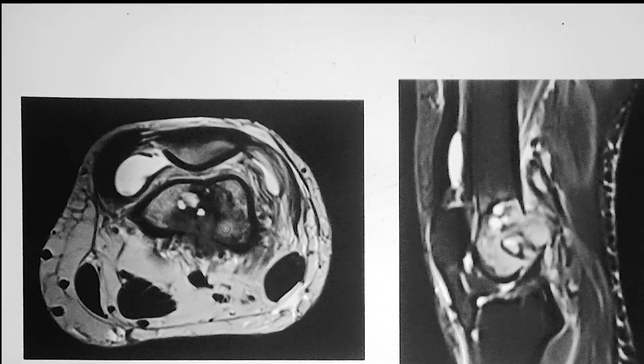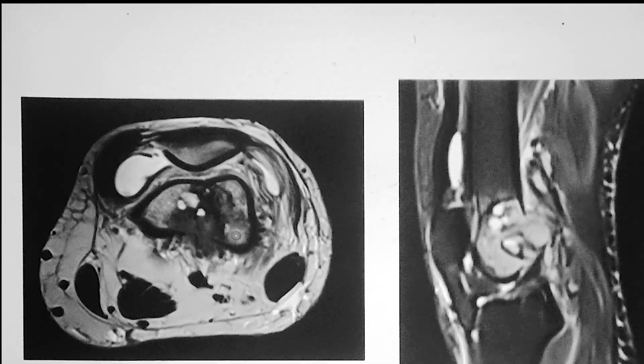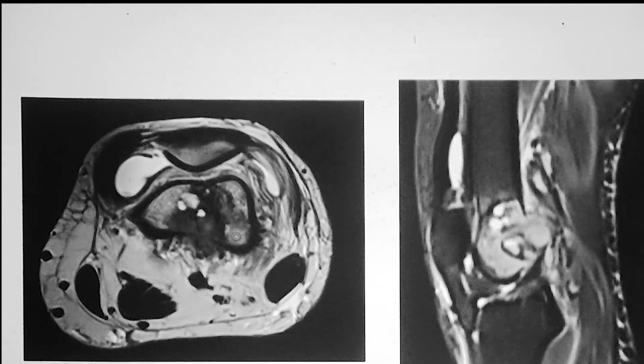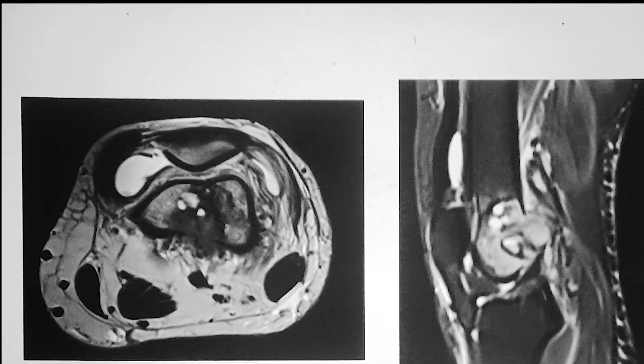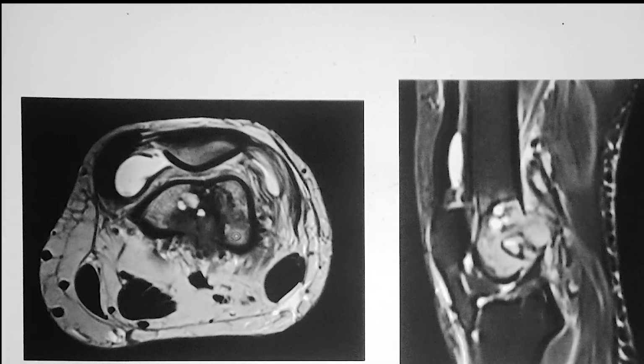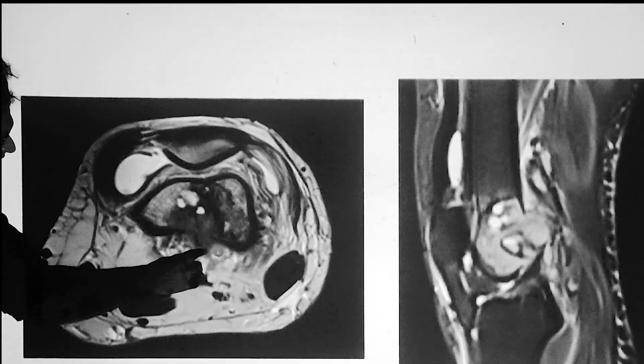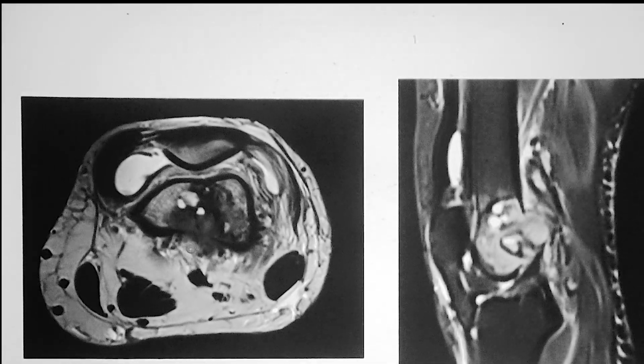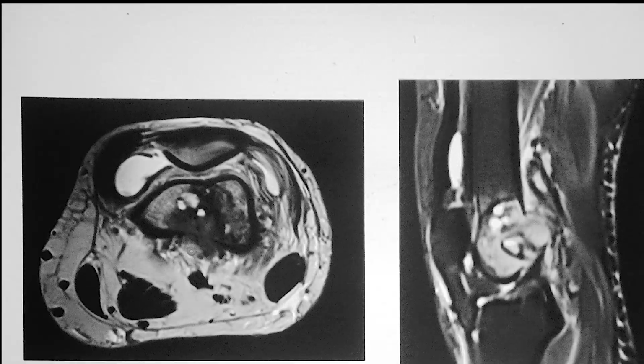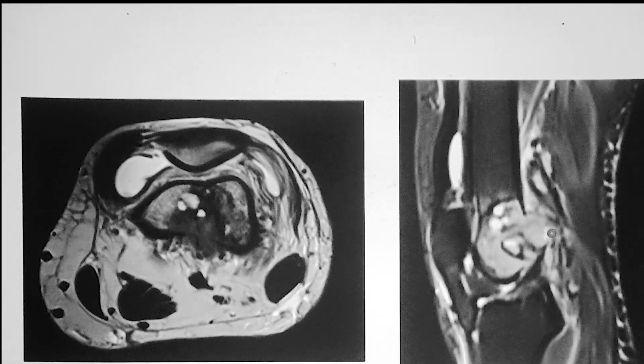In GCT we try to see the trabeculated or soap-bubble appearance, which in this case is not straightforward. There is a solid pocket. Here also you can appreciate the same intensity in the mass.